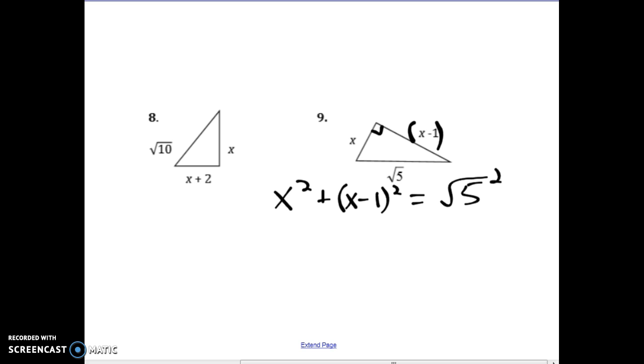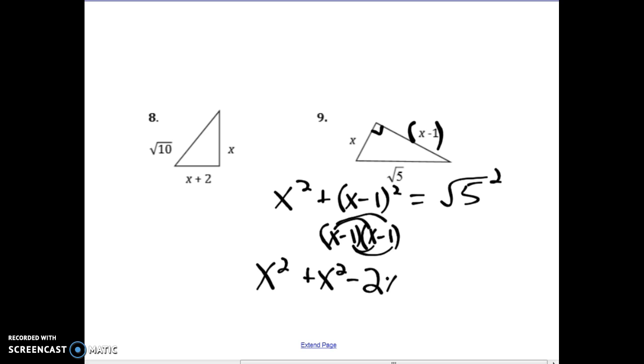Now, when we go to simplify this, x squared, pretty straightforward. X minus 1 squared, that's really x minus 1 times another x minus 1. So I could go ahead and do that double distribution. I'll get x squared minus 1x plus 1. After I combine my like terms, I'll get x squared minus 2x plus 1. And on the other side of the equal sign, I have a radical 5 squared. Well, a radical and a square, they'll knock each other out. I'm left with a plain old 5.